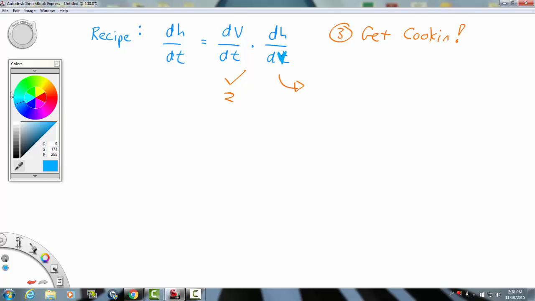V, we're going to get this from V equals pi r squared h. Now remember, we want h with respect to V, right? Not V with respect to h. So we've got to flip this around. We've got to make this equal to h. So we just divide both sides by pi r squared. It's really that simple. So h equals V over pi r squared.